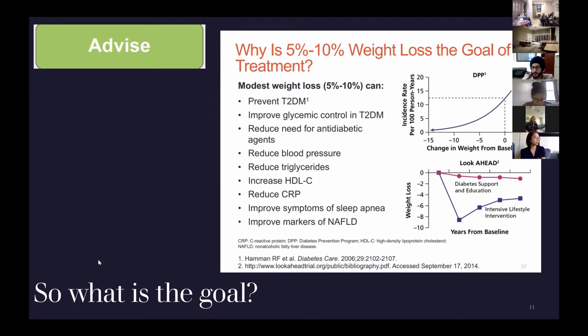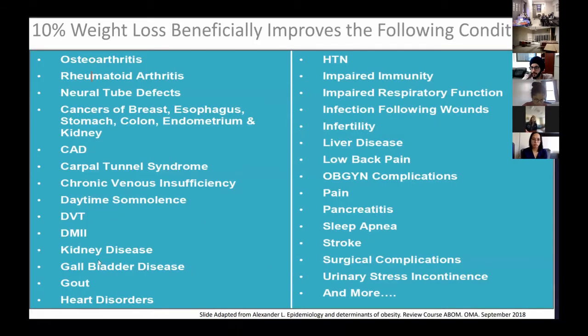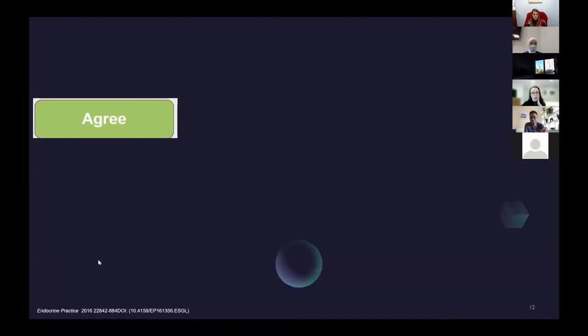And hold on, it's not letting me click. This is just a list of other conditions. If you think of it all as pro-inflammatory and not pro-inflammatory, this is why most of these things are helped. And you want to figure out a long-term strategy and treatment options, okay? So then you want to agree, which is the next step. So you agree on making a change.